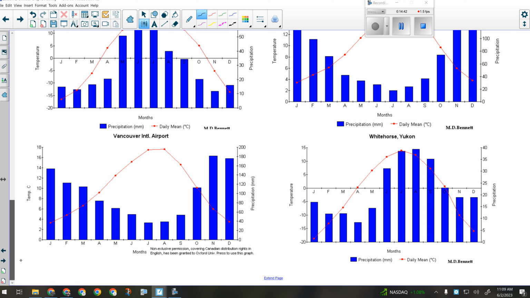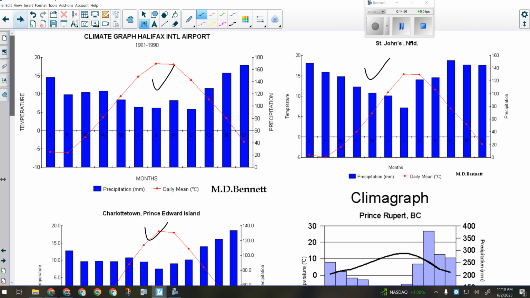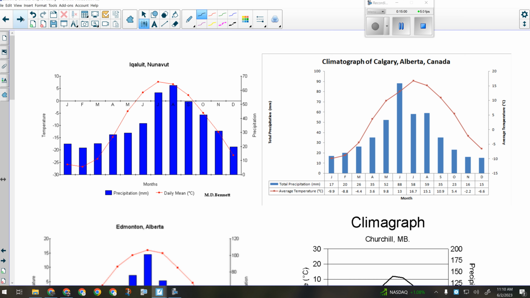Whitehorse. Looking at it, its precipitation bars show that most of the precipitation is in July, August, September. The temperature gets pretty cold in the wintertime and not terribly warm in the summer, and that seemed to fit with a few of the other ones. Looking at Iqaluit, it was kind of similar to that. The scale was a little bit different, but it got pretty cold. Precipitation was July, August, September.